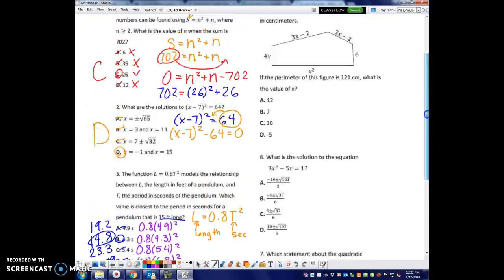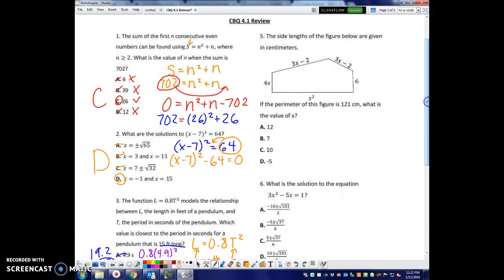Alrighty, so let's go up to number 5. Number 5 is one of my favorites. I love questions like this. It says the side lengths of the figure below are given in centimeters. If the perimeter of this figure is 121 centimeters, what is the value of x? Now think about it. What is perimeter? It's just adding up all the sides, right?